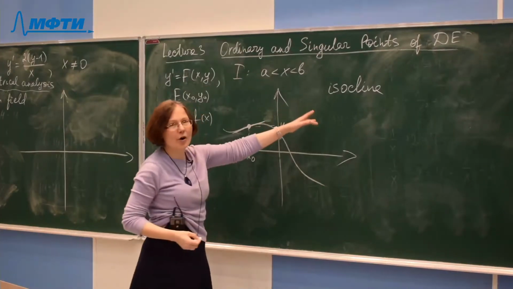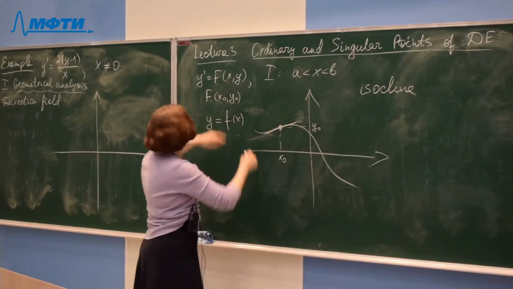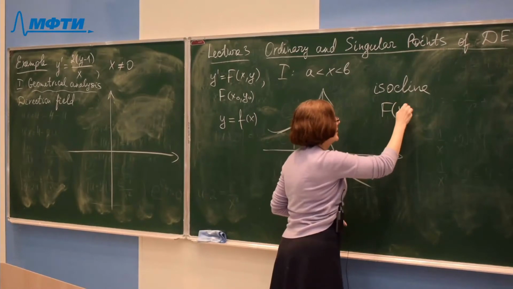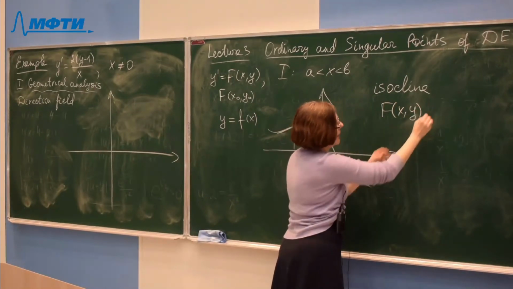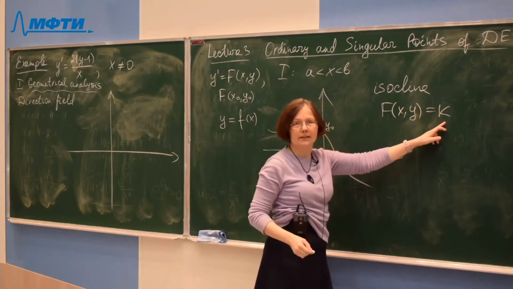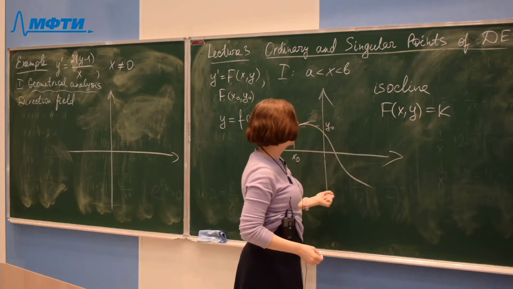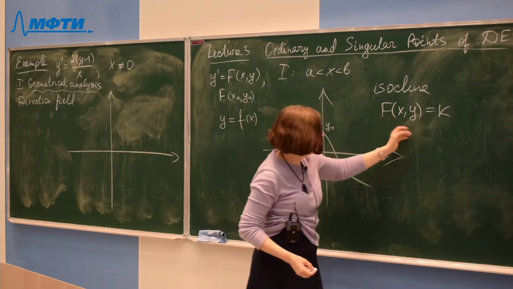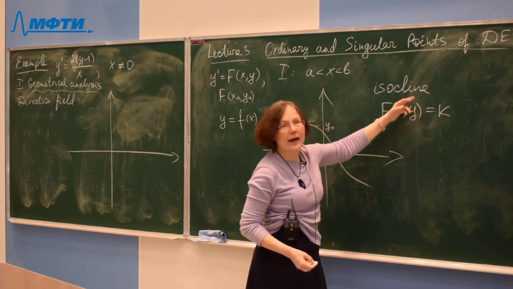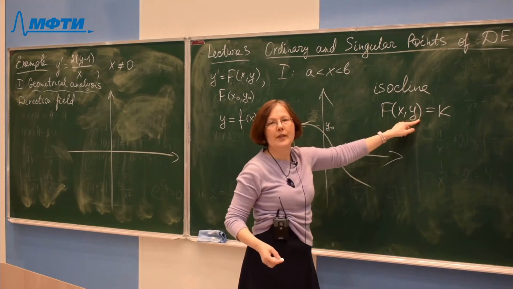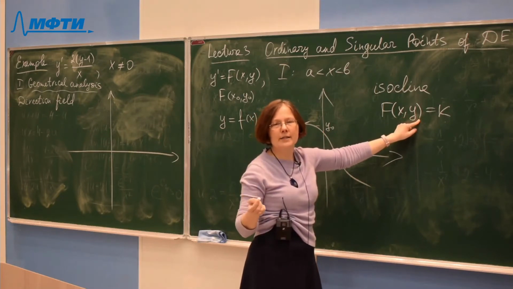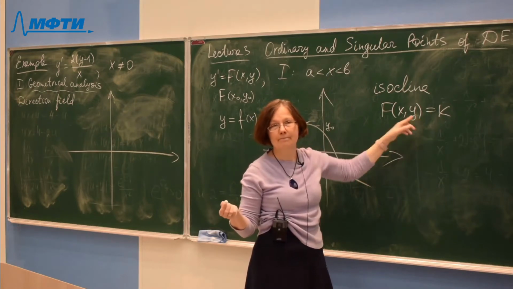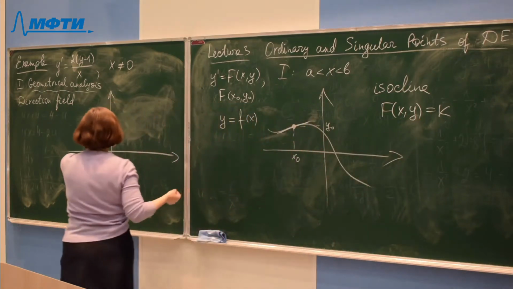Right, the curve with the same slope, right? So if we are given this function, we may draw a curve f of x, y equals k. For example, it may be a line or maybe some curve. Construct a curve, and at each point of this curve, our line segments will have the same slope, which is equal to k.